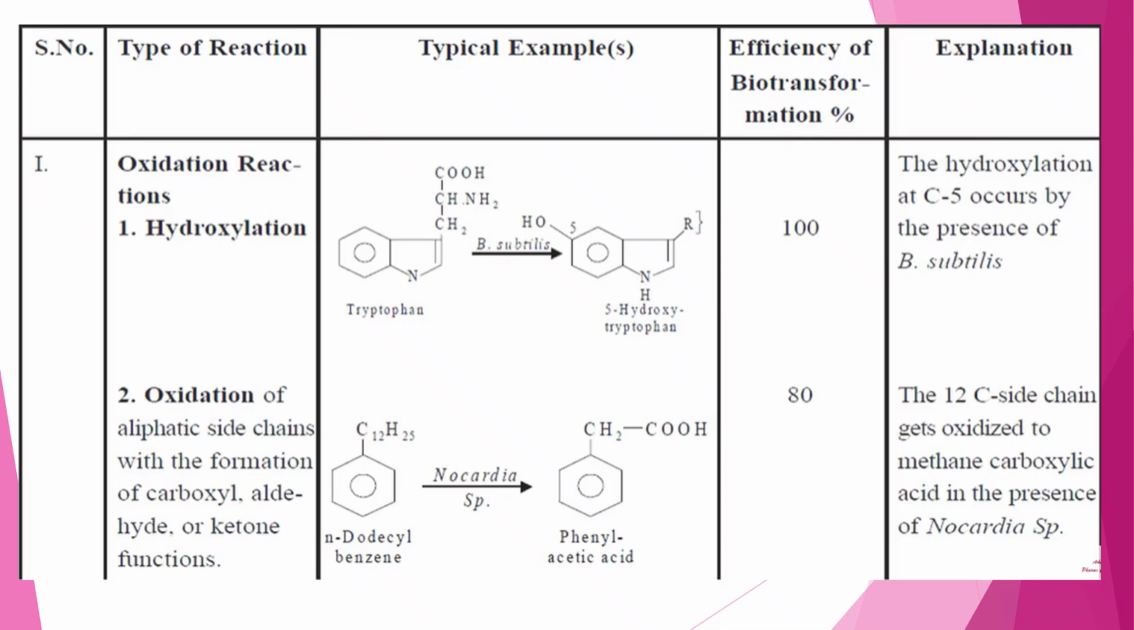N-dodecyl benzene. Okay, this is N-dodecyl benzene. So this N-dodecyl benzene can be converted into phenylacetic acid with the help of Nocardia species. Okay, what happened here? The 12-carbon side chain gets oxidized to a carboxylic acid. So C12H25 is converted into CH2COOH. A phenylacetic acid is formed.